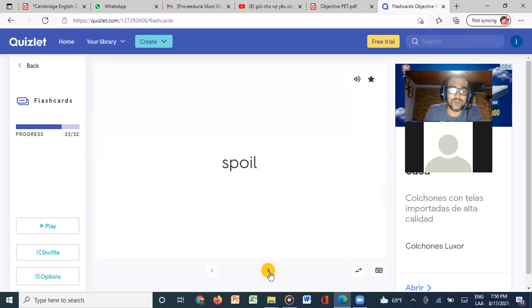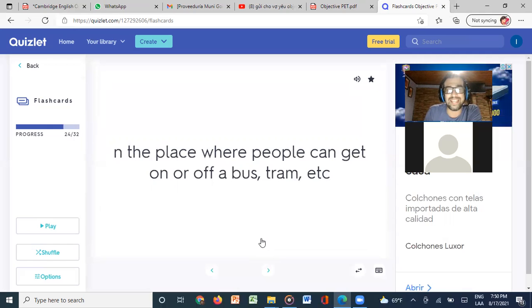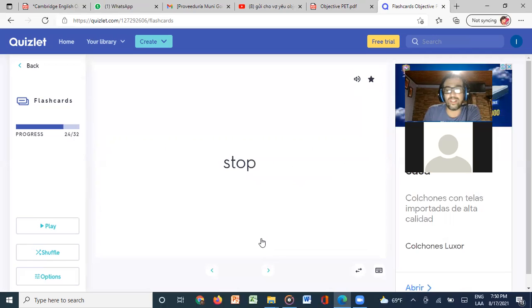Okay, 24, we have a noun, right? Which is stop. In this case, stop is just the place where people can get on or off a bus or tram. We can just say, like, a bus stop, right?